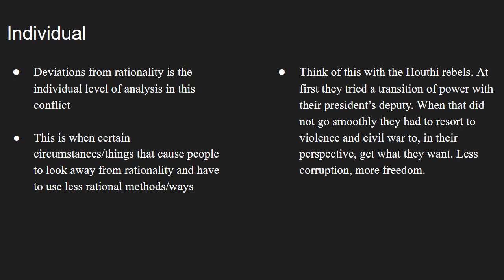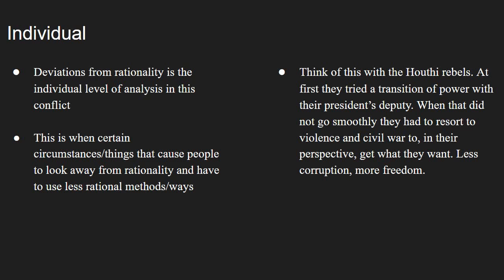Individual deviations from rationality is the individual level of analysis in this conflict. This is when certain circumstances, situations, or things happen that cause people to look away from rationality and have to use less rational methods or ways. This usually happens when they have exhausted other methods or ways that are rational.